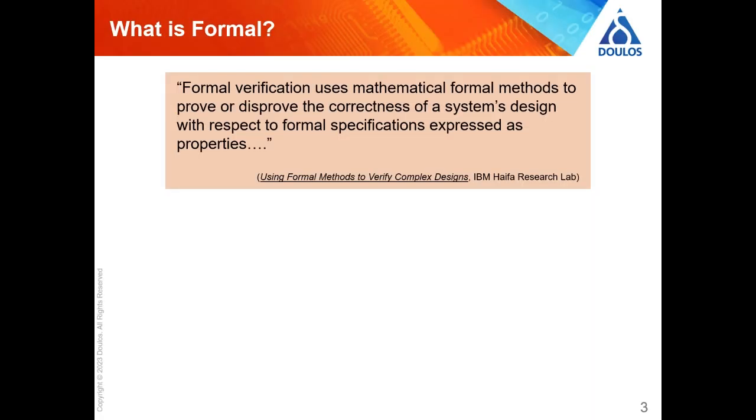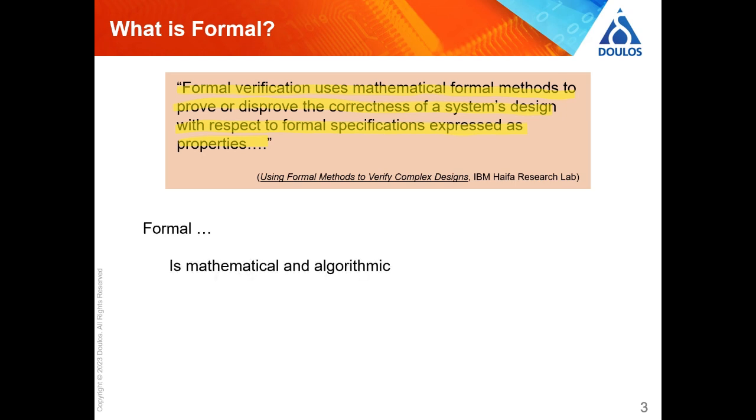I like how the folks at IBM define formal. They say formal verification uses mathematical formal methods to prove or disprove the correctness of a system's design with respect to formal specifications expressed as properties. So what that means is we will write properties about the behavior and intent of our design. And then those properties can be given over to our formal methods, which are mathematical and algorithmic, so that they can explore through the entire state space and try to either prove or disprove that they hold true or not.